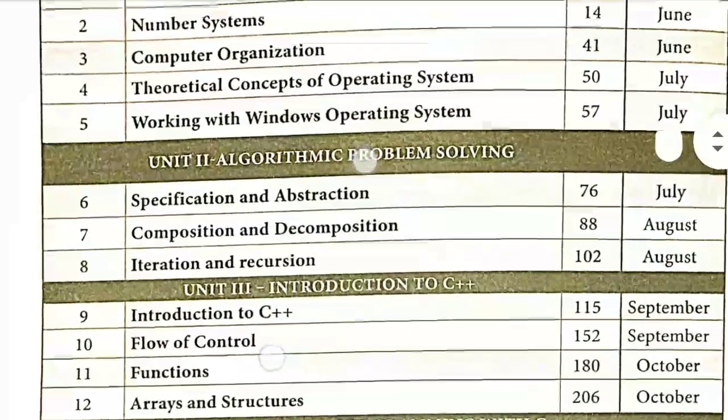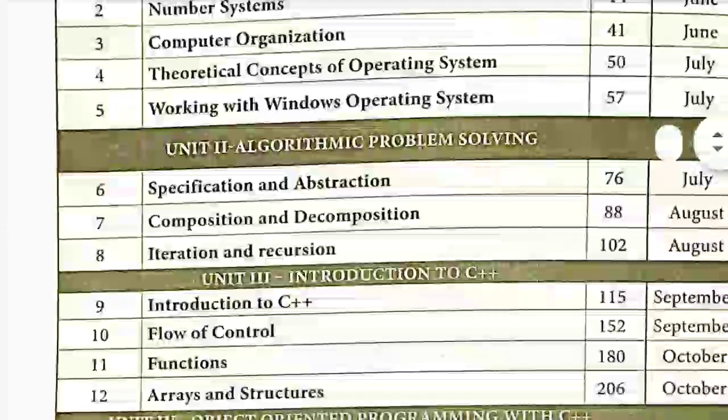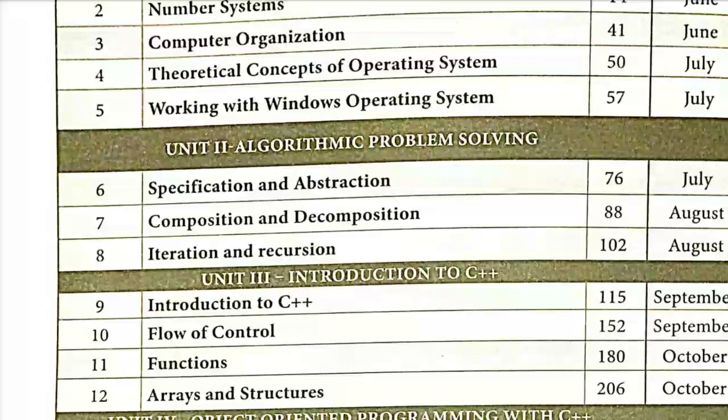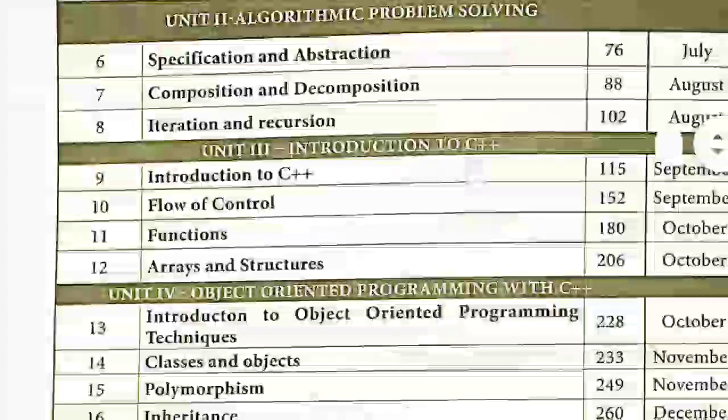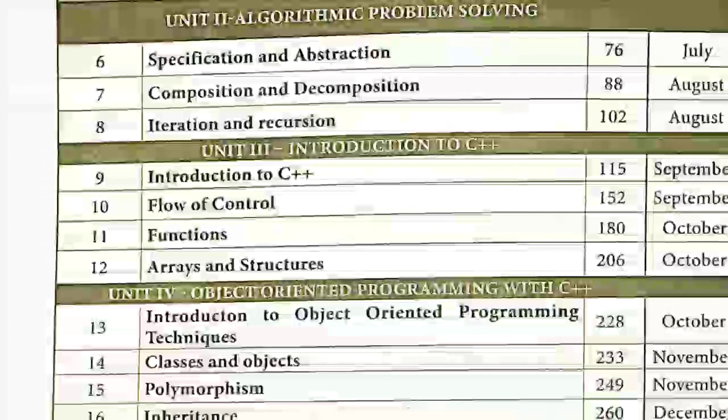And in the second unit, you can see that there are three chapters: specification and abstraction, composition, decomposition, iteration and regression. These are all problem solving algorithm techniques. If you want to solve a problem algorithmically, then you have to know all these things. So chapters 6, 7 and 8 deal with these concepts.